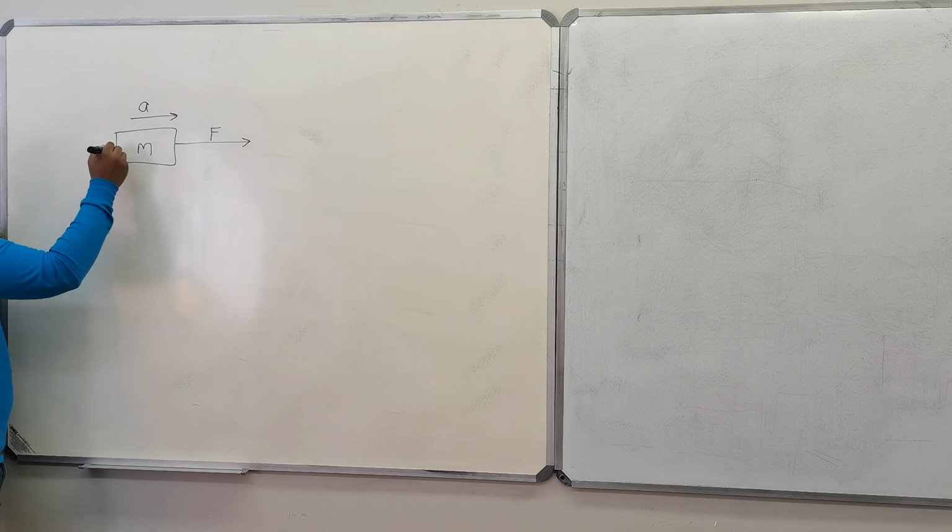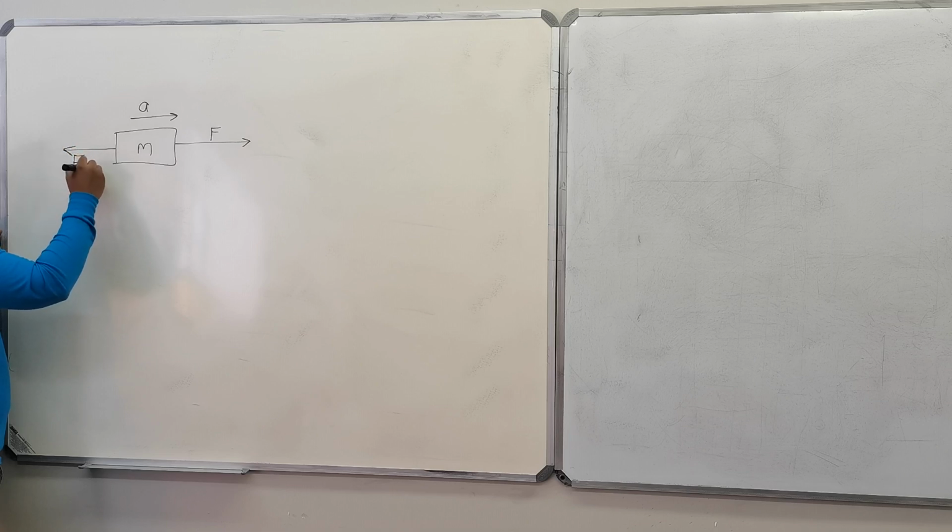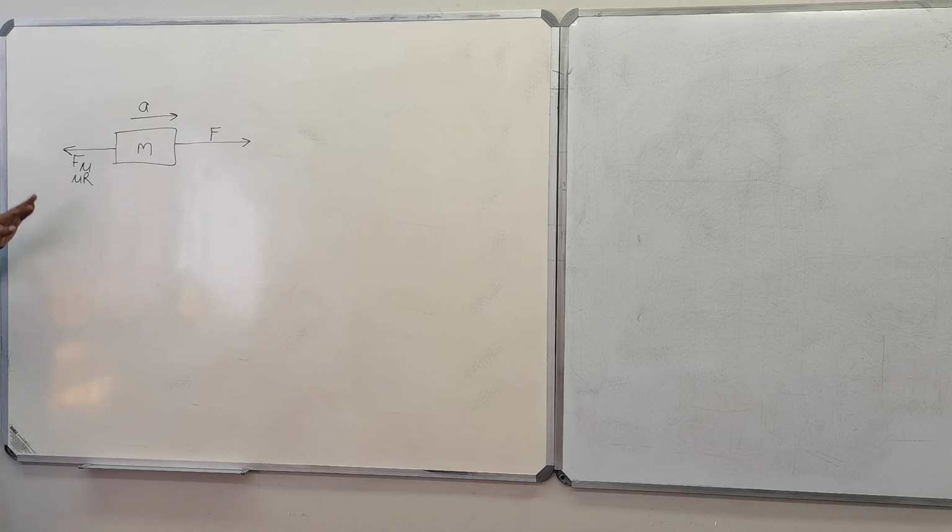So that would act in the opposite direction. Sometimes you'll see it written like that, sometimes like that. These are your frictional forces or your resistance forces. What's that? It's called mu. It's one of those Greek letters like alpha, beta, all those things.